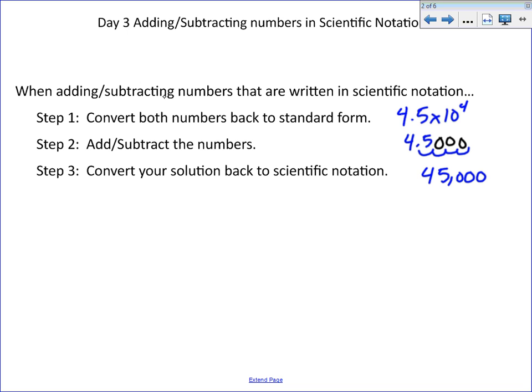So our first step is to convert it from this form to this form, and make sure that you do both numbers. Then we're going to take both of those numbers and add them together. And then we're going to take whatever we get and put it back into scientific notation.